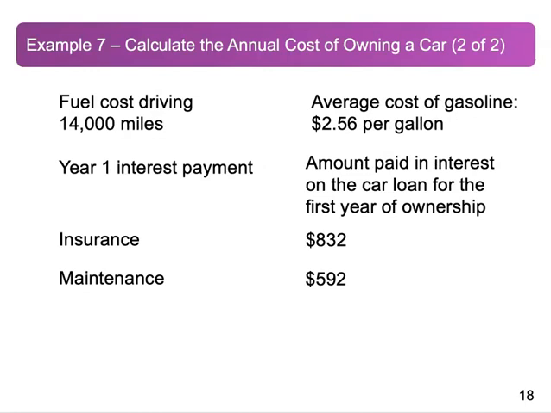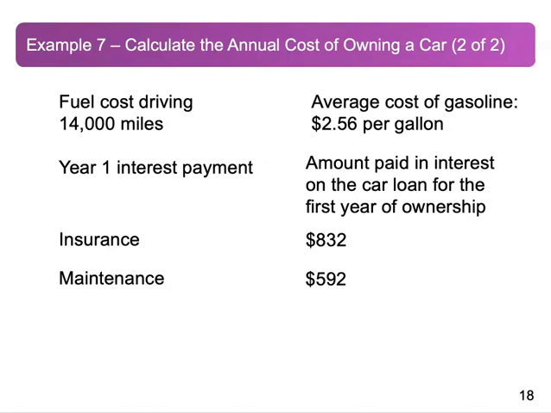Now, the fuel cost, assuming that you drive 14,000 miles a year, we know that the fuel efficiency for this car was 24 miles a gallon. And so we could calculate, if you're driving 14,000 miles and you get 24 miles per gallon, you would need to divide 14,000 by 24. And knowing that the average cost of gasoline is $2.56 per gallon, you could then multiply that result by 2.56 to see how much it'll cost in fuel driving.